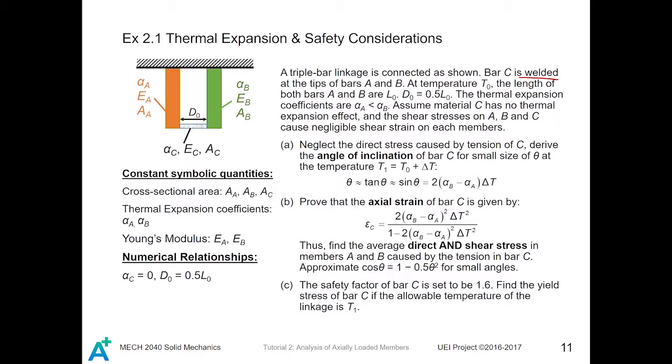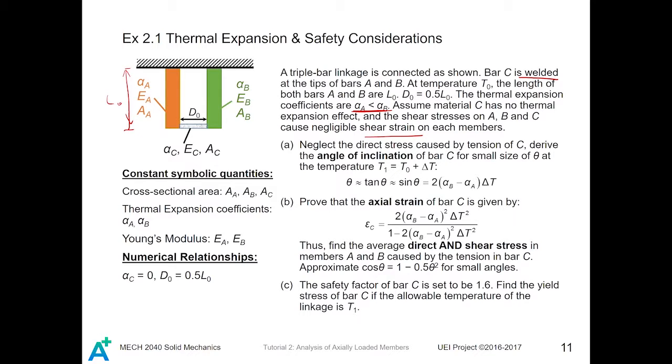At the temperature T0, the length of both bars A and B is L0. So this is L0. D0 equals 1/2 of L0. The thermal expansion coefficients are alpha A and alpha B, where alpha A is less than alpha B. Assume material C has no thermal expansion effect, and the shear stresses on A, B, and C cause negligible shear strain. That means we don't consider the bending of the material, we only consider the elongation or the axial deformation of the material.